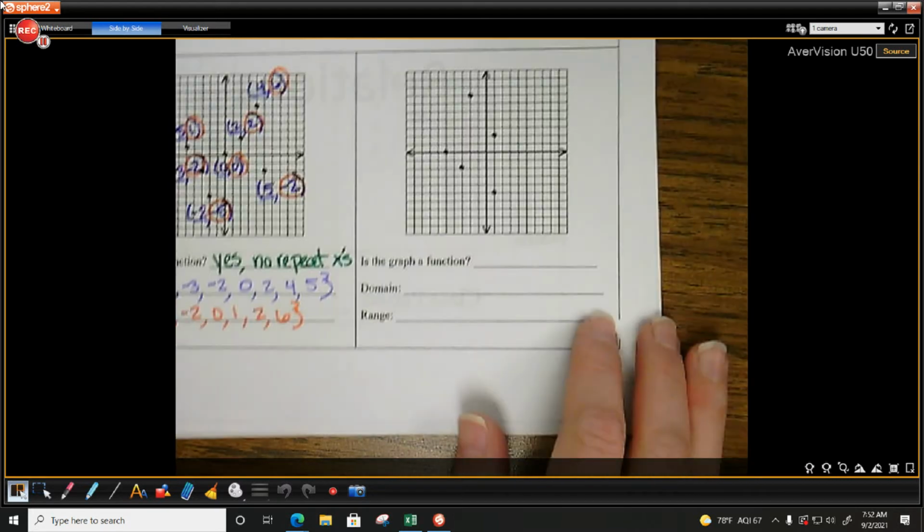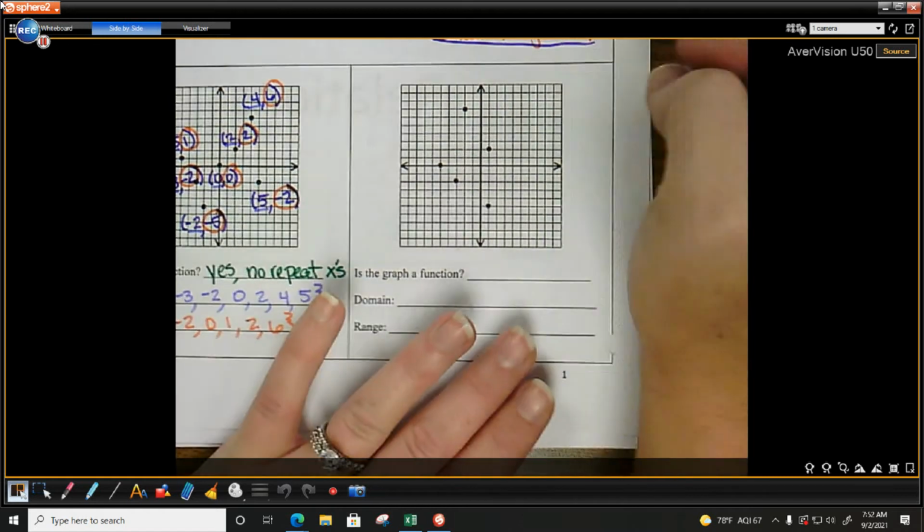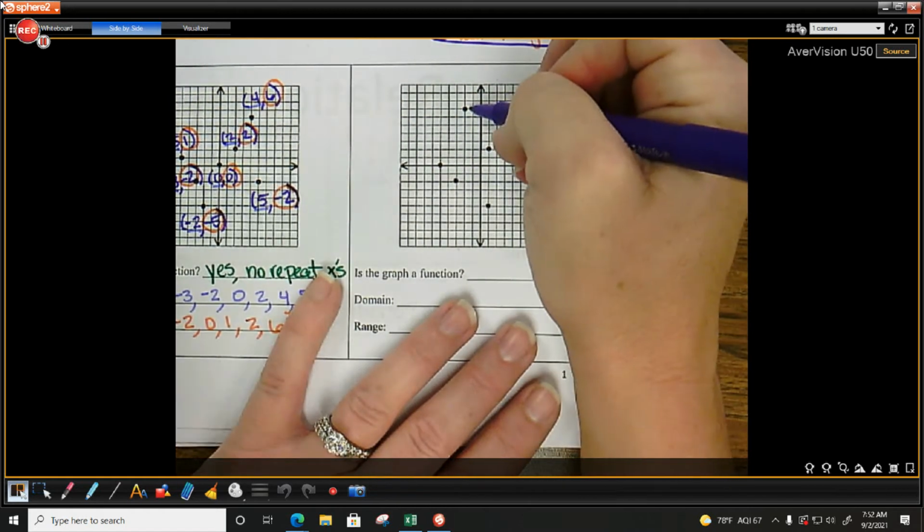Okay, next one. What kind of graph is this, guys? Discrete, because it's just dots. Okay? So let's write our ordered pairs. What's this top ordered pair?